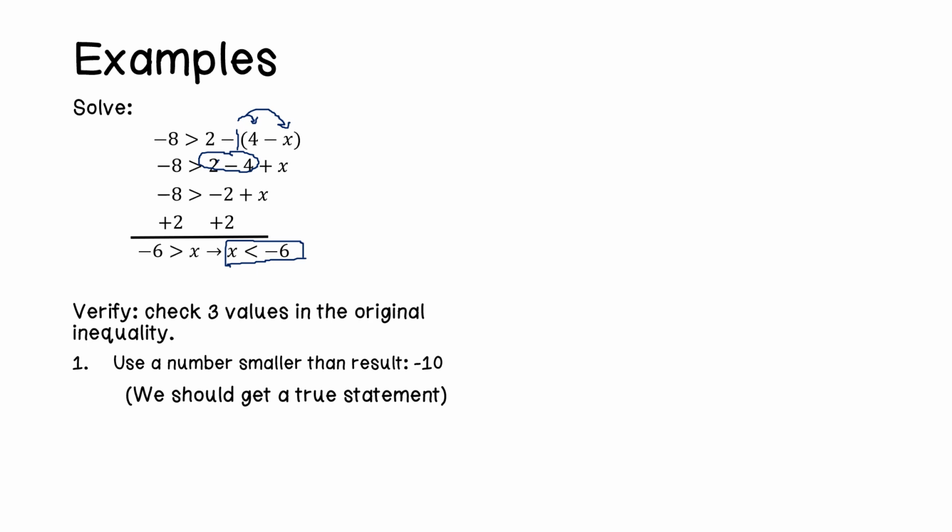So a number smaller than negative 6, let's try negative 10. We should get a true statement because negative 10 is less than negative 6. So we put negative 10 in, and we simplify, and we get negative 8 is greater than negative 12, which is true. So good. We've just shown that numbers that are less than negative 6 make this true.